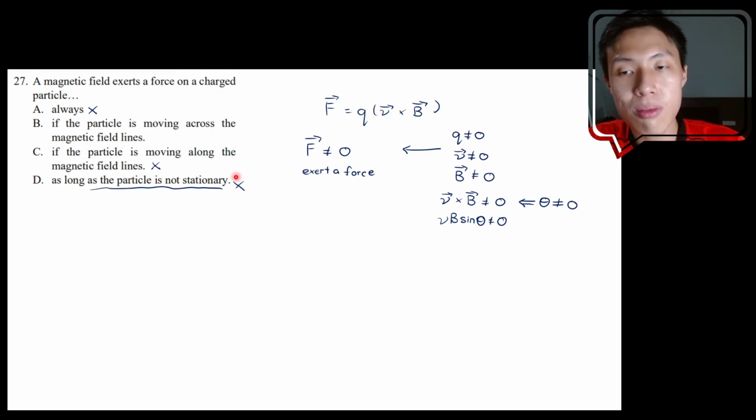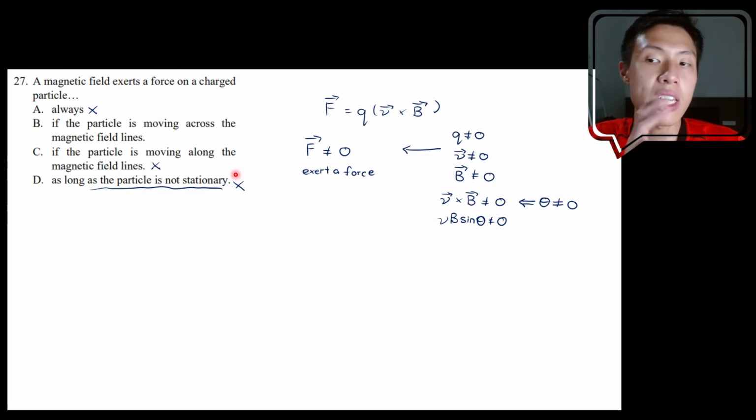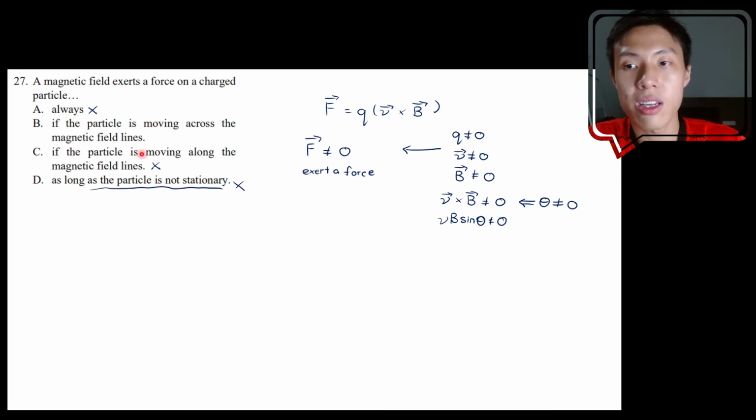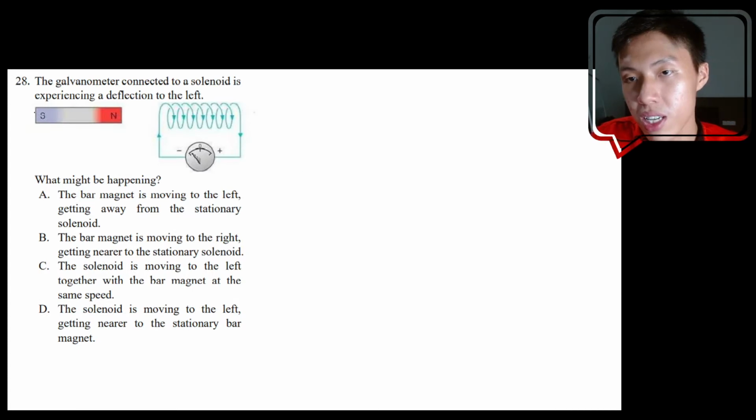Okay, so what I'm trying to say here is if the charged particle is moving, doesn't mean it must have a force. Okay, because this is what D says: a magnetic field exerts a force on the charged particle as long as the particle is not stationary. No, even if the particle is not stationary, the magnetic field can exert zero force on the charged particle too. It's when the particle is moving along the magnetic field lines. So all three of these are wrong. That's why the answer is B. Okay, let's move on to the next question.